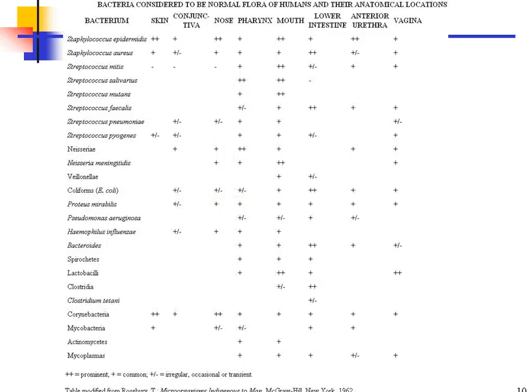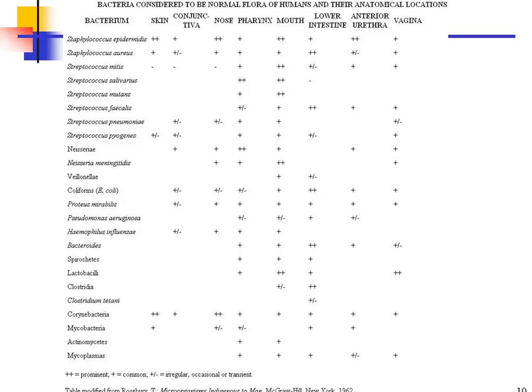Here's just a look at where you find the microorganisms and the recurrent pattern where you find them. So look up at the top, you'll notice staph is up there, and you'll find staph all across the board, from skin to the front of the eye, the nose, the pharynx, the mouth, the lower intestine, urethra, vagina.